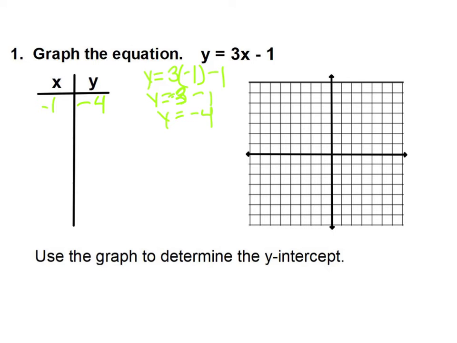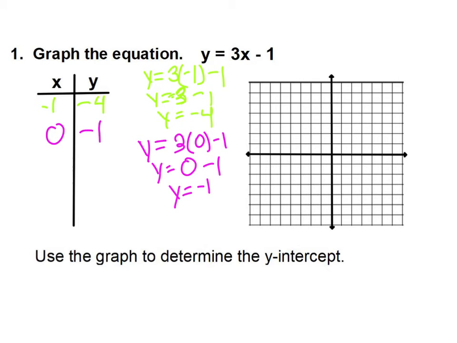All right, next number that is a good number to choose, or a value for x, would be 0. So when x equals 0, we're going to find out what y is. So 3 times 0 minus 1. y equals 3 times 0 is 0 minus 1. So that would be 0 minus 1, y equals negative 1. So for this equation, when x equals 0, y equals negative 1.